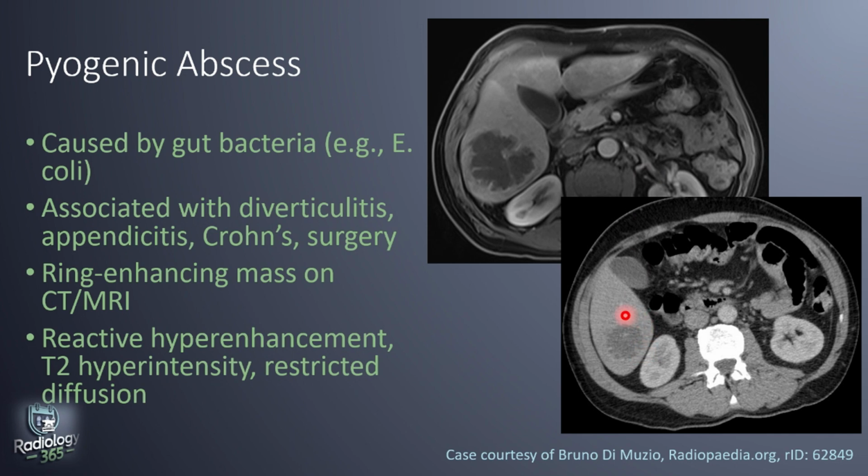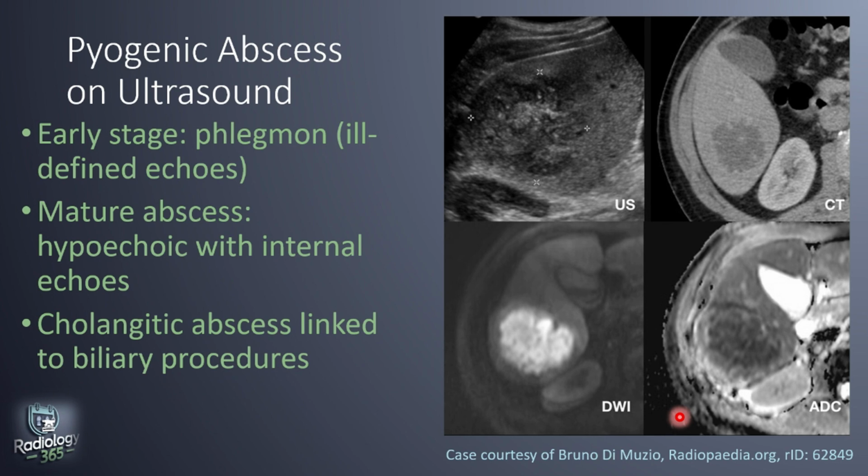Then on the CT, we can also see this similar hypo-enhancing lesion with peripheral irregular ring enhancement and some enhancing components within as well. This was confirmed to be a pyogenic abscess. On ultrasound, the infection starts as a vague area of mixed echoes called the phlegmon, and then it develops into a well-defined hypoechoic mass with internal echoes. Now that's the matured abscess, moved from the phlegmon to matured abscess.